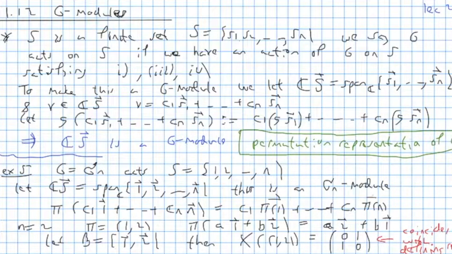The action of G is just permuting the elements of the basis. It's not sending the vector S1 to a linear combination of the S's. It's sending it to another S. Good. So in the homework you'll show that for the symmetric group, this permutation representation coincides with the defining representation.